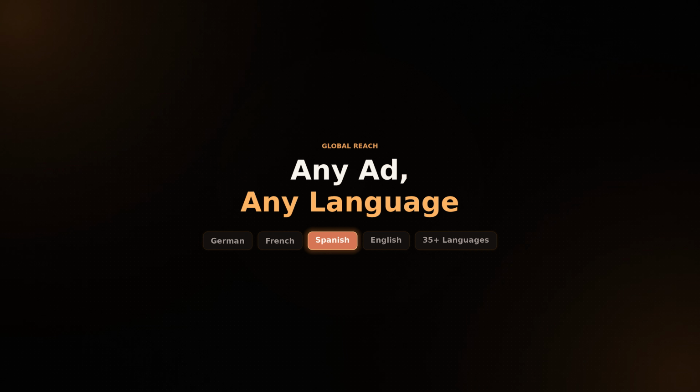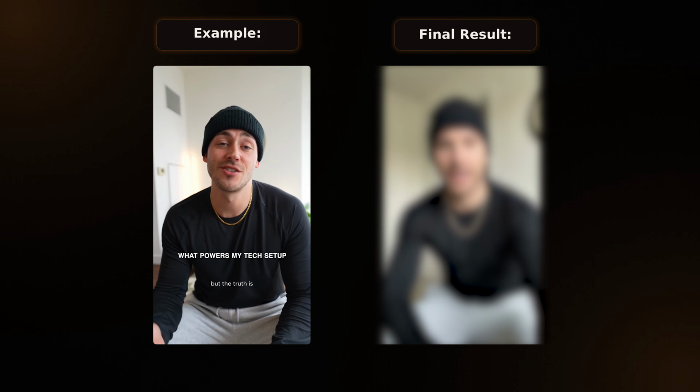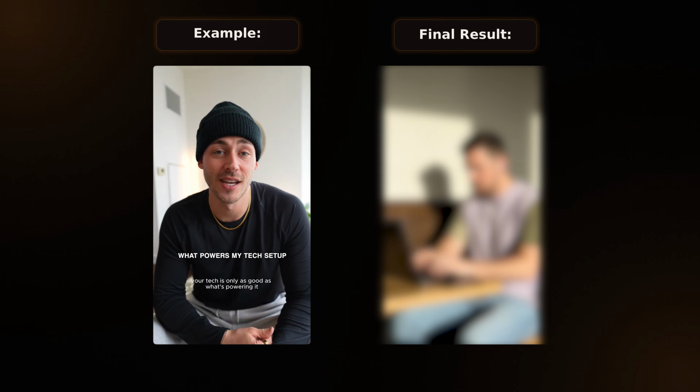You can literally take a winning ad in any language, whether it's German, French, Spanish, or English. Max Fusion supports 35 languages. And completely remake it with your own AI character and product without having to hire different UGC creators. Look, I know what some of you are thinking, but here's the thing. Every single major brand in the world studies what's working and builds on top of that.